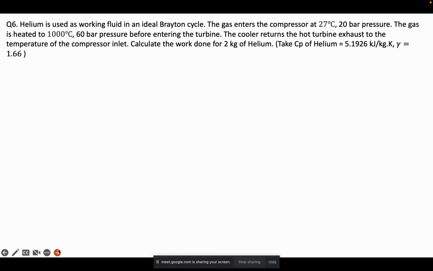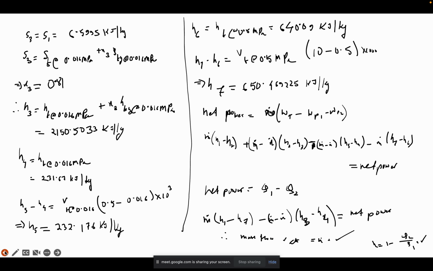So I had a couple more questions to solve, but for the time permitting, we will try to solve this in the next classes. In the next class, okay, I'll start with the gas power cycle sums, and then I will teach the other topics. Okay. If you have any doubt, you can ask. I have 5 more minutes left.